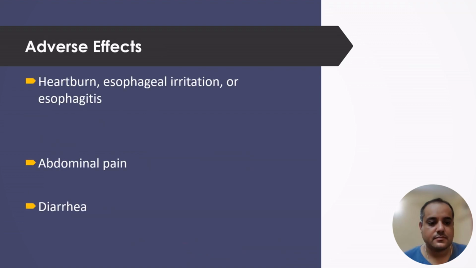Now the adverse effects of bisphosphonates. The most important adverse effect of these drugs is that they can cause heartburn, esophageal irritation or esophagitis. They can also cause abdominal pain and diarrhea.